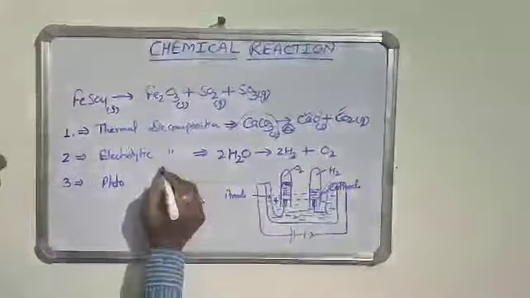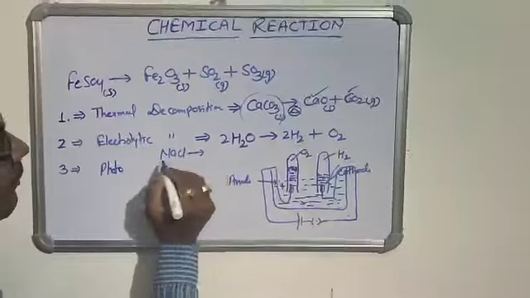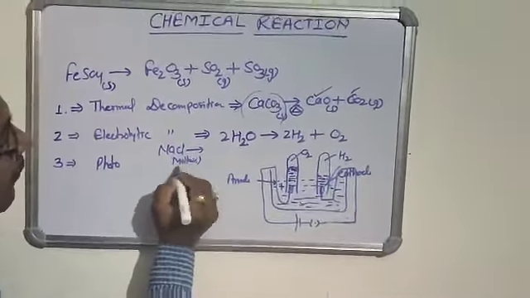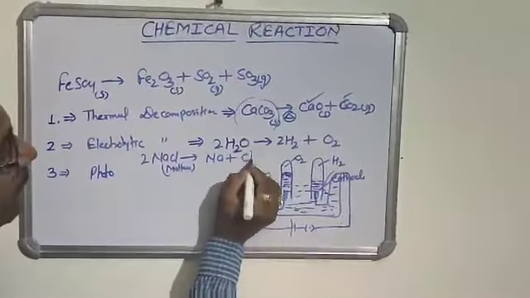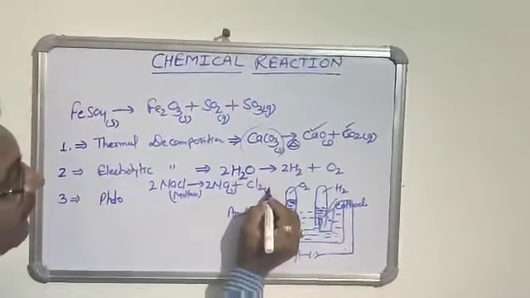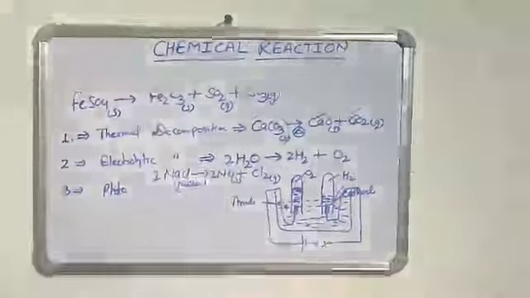Another example of electrolytic decomposition is when we electrolyze molten NaCl. Molten NaCl dissociates into sodium plus chlorine. In the reaction, sodium is in solid form and chlorine is in gas form. These are examples of electrolytic decomposition.